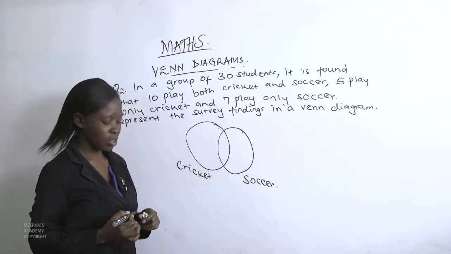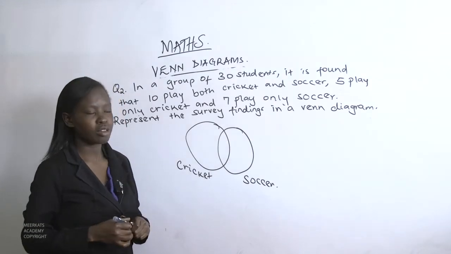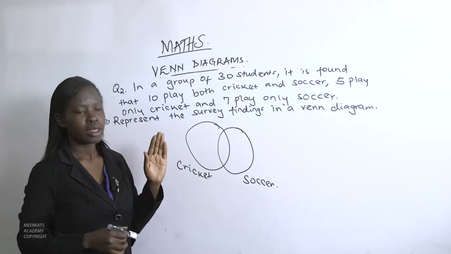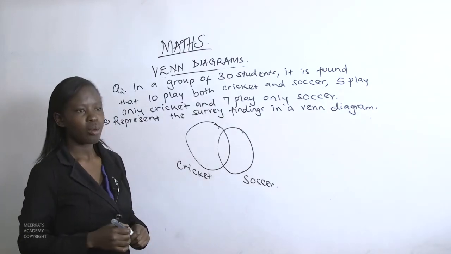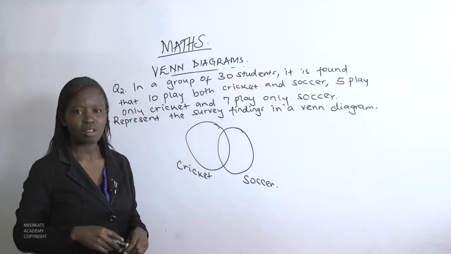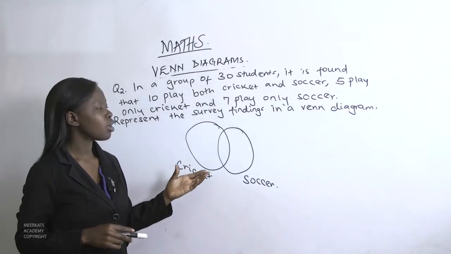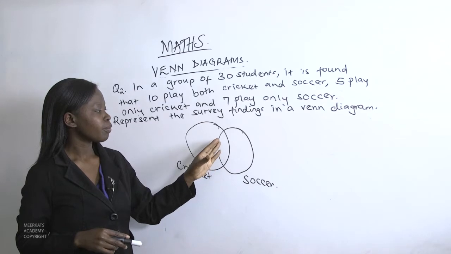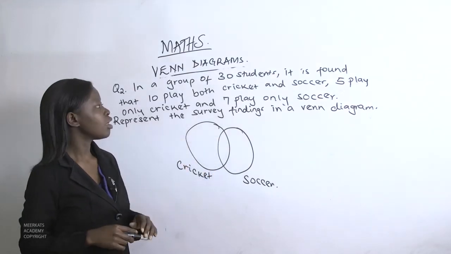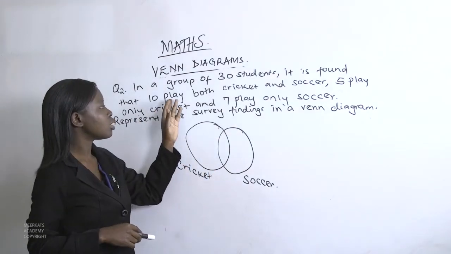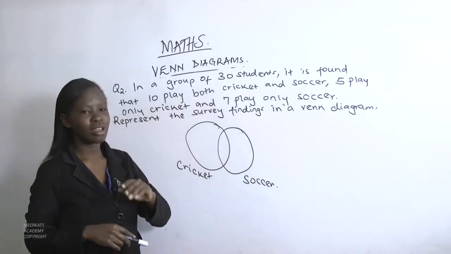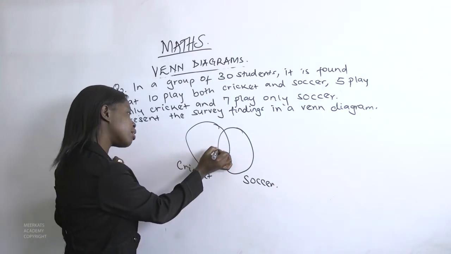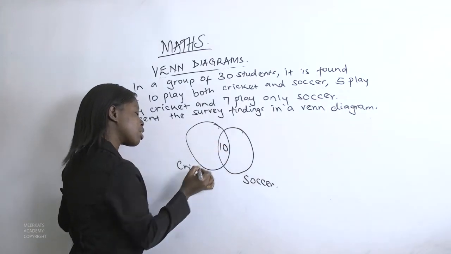So after drawing the 2 circles, we find out the details we have in the question. Keeping in mind, the students who are participating in the 2 events will be written at the point where the circles intersect. So we are having 10 students who play both cricket and soccer. So they play the 2 games, meaning they are at the point where the 2 circles intersect.